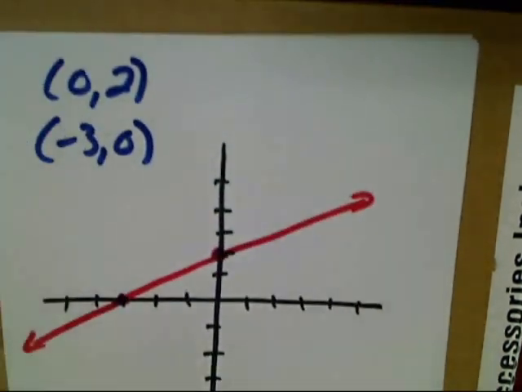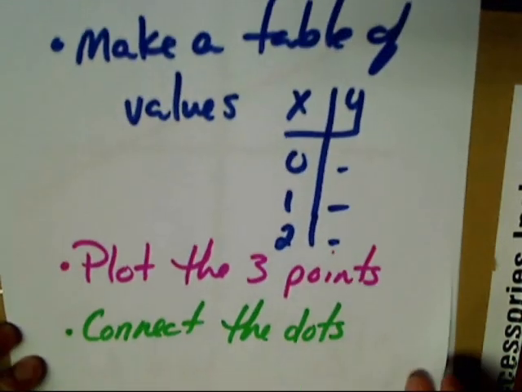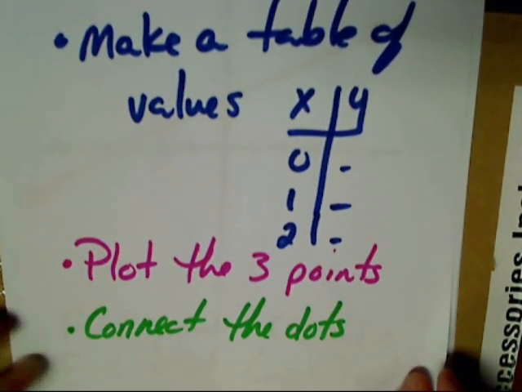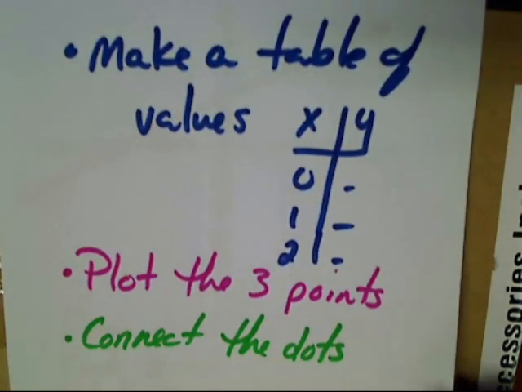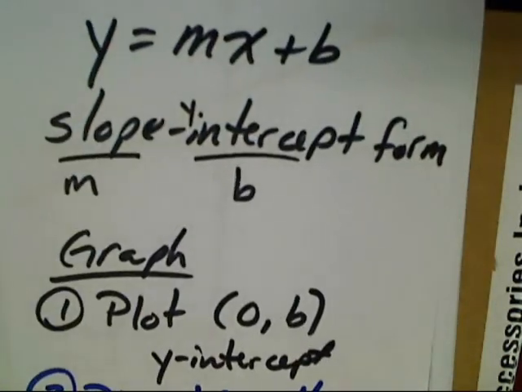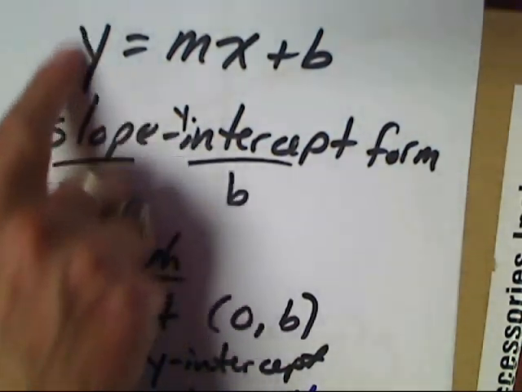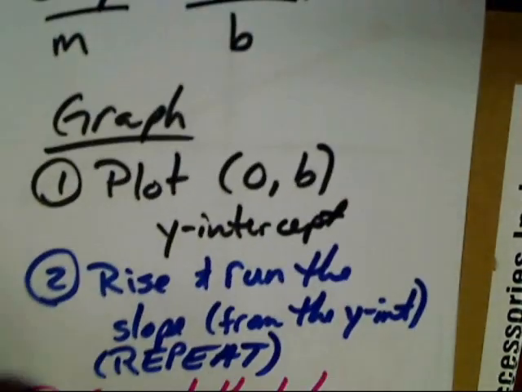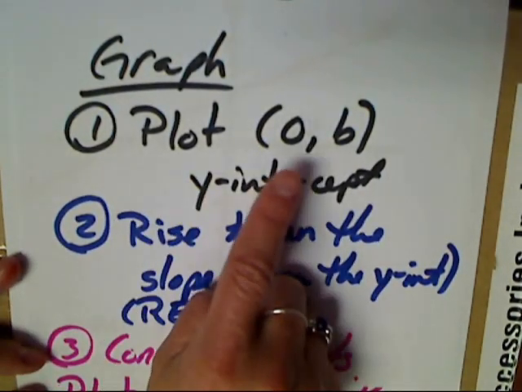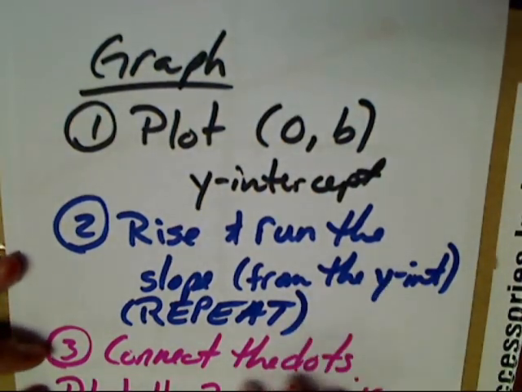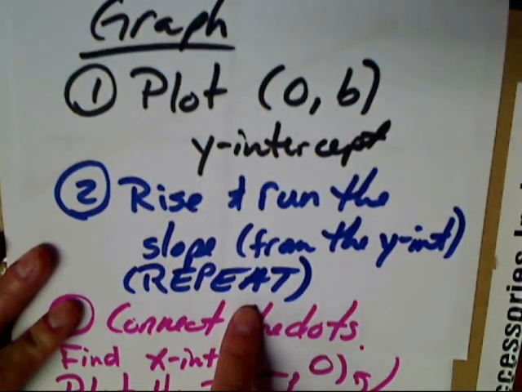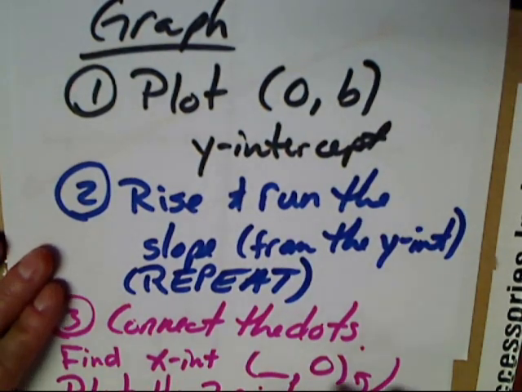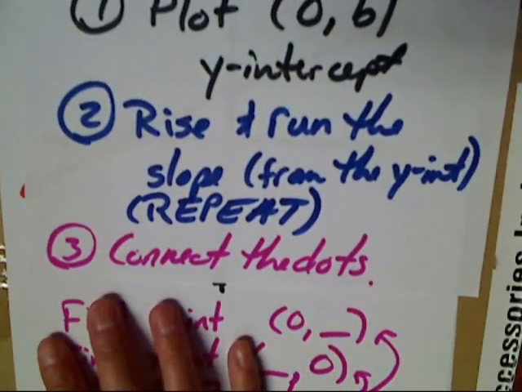So the 3 techniques for graphing equations: the first is doing a table of values. Make a table of values, plot the 3 points, and connect the dots. Or if you want to do something a little bit faster than that, you can do it by using the slope-intercept form when y is all by itself. It's y is equal to mx plus b, and then the slope is in front of x and the y-intercept's there. And once again, in order to graph, we don't really do a whole lot of math here. We plot that point on the y-axis, and then from that point we rise and run the slope and repeat that. So counting is about the most math that we do there. And then of course we connect the dots.